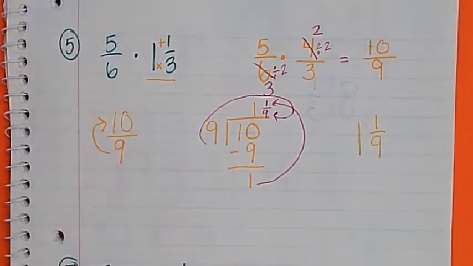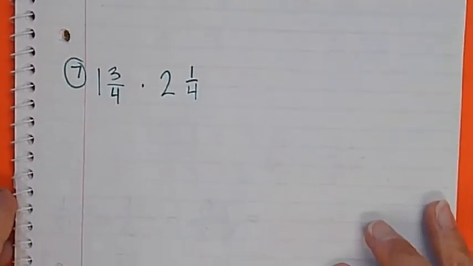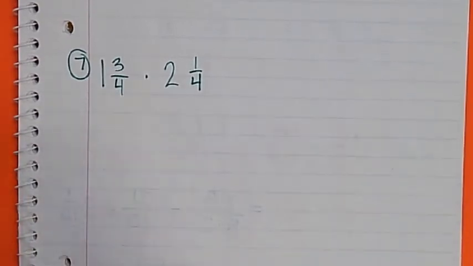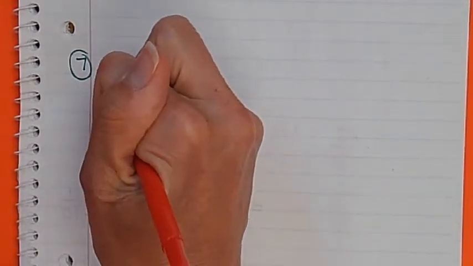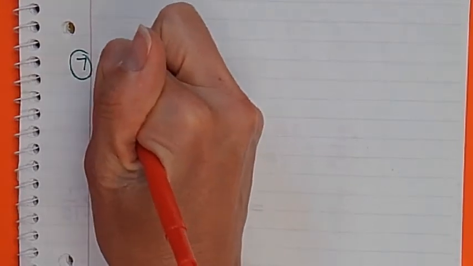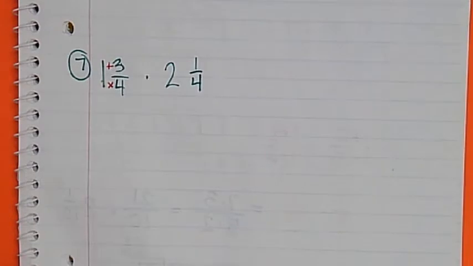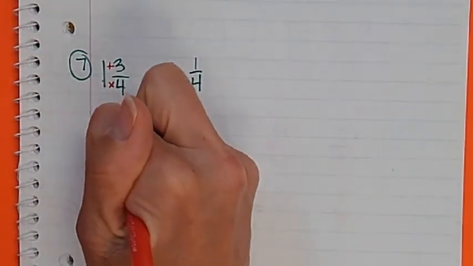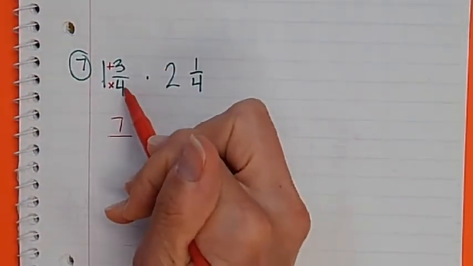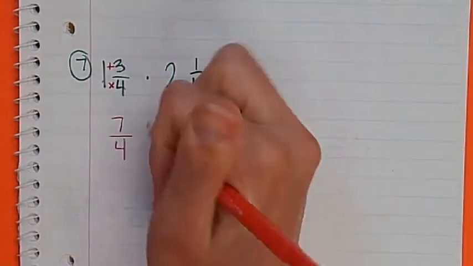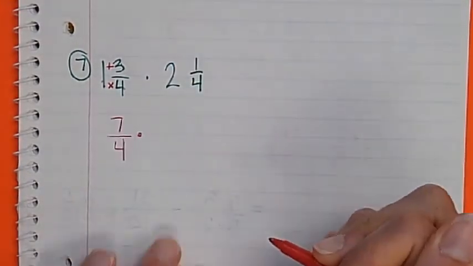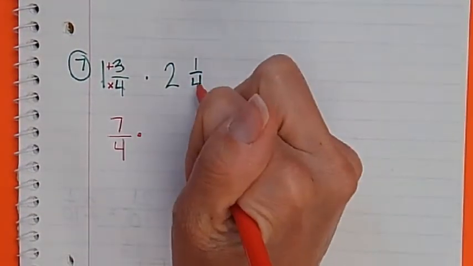I'll go ahead and do number 7, and then you're going to do some practice on your own. So in this problem, I have 2 numbers that both need to be turned into improper fractions so that I can multiply. So 4 times 1 plus 3. 4 times 1 is 4, plus 3. 4 plus 3 is 7. So my new numerator is 7. Again, the denominator stays the same. We're not changing the number of pieces, we're just changing the way it looks.